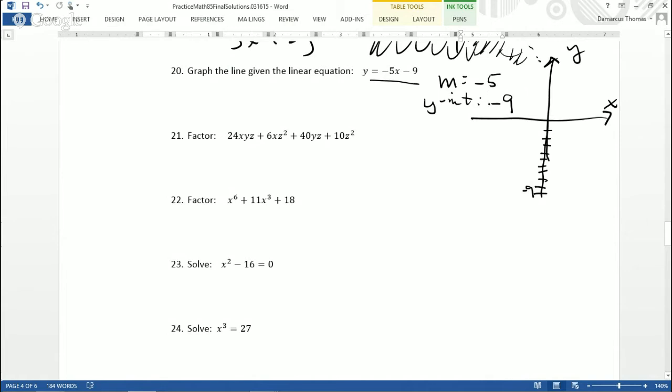Oh, wow. I'm going more. My slope is -5/1. So if I go down 5/1, there it is. I can also go up 5 from -9. 1, 2, 3, 4, 5. And then over 1 this way. Either way, I'm going to describe my graph.